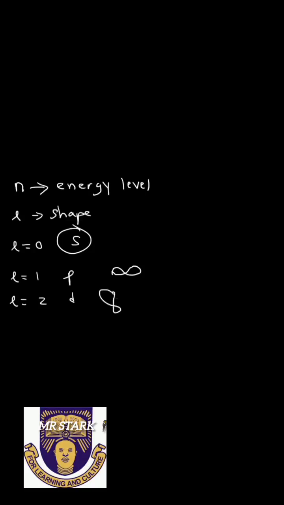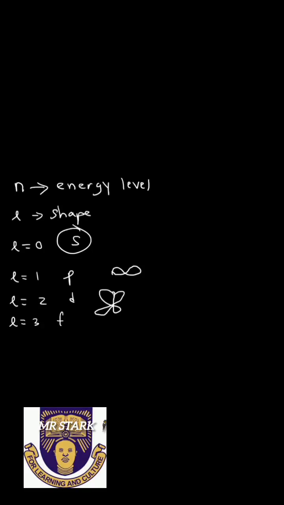l is the angular momentum quantum number, and it describes the shape of the orbital. So when l is 0, what you have is the s orbital, and so this orbital looks like a sphere. When l is 1, you have the p orbital, which looks like a dumbbell. And when l is 2, you have the d orbital, which is a cloverleaf for the most part. And when l is 3, you have the f orbital, which looks pretty strange, which I'm not going to draw in this video. So just keep that in mind.